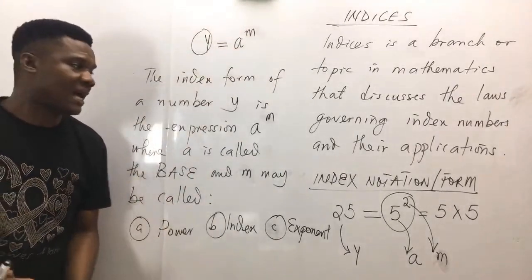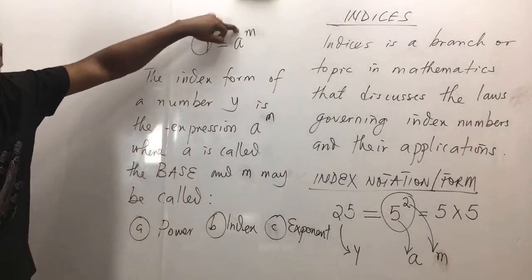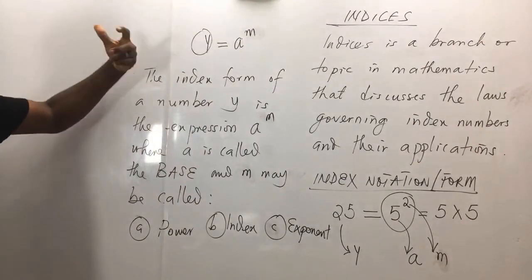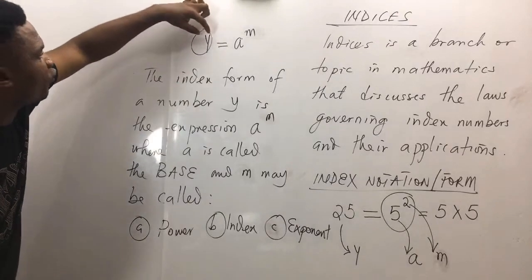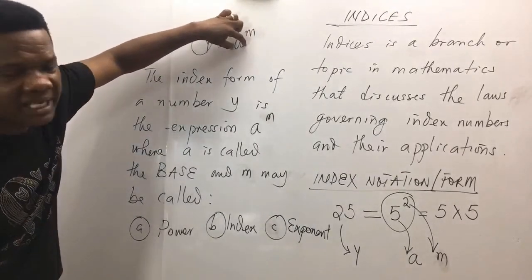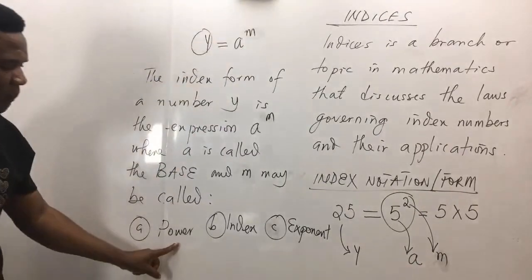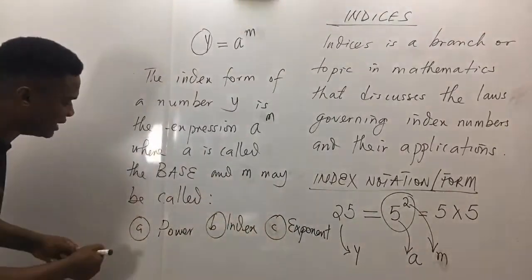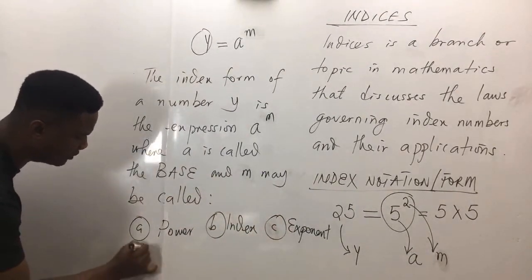Subsequently, in my next class, you will come to realize that this M could also be called logarithm. So there are basically four names you could call M. If Y can be expressed as A raised to the power M, where A is the base, then M could be called power, it could be called index, it could be called exponent, and it could even be called logarithm.